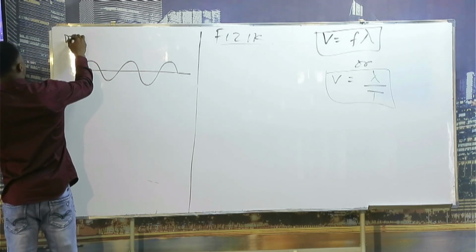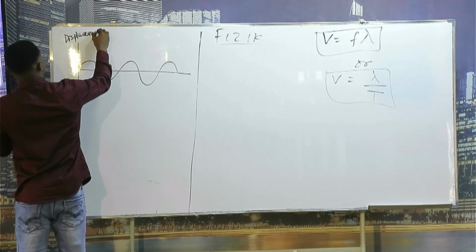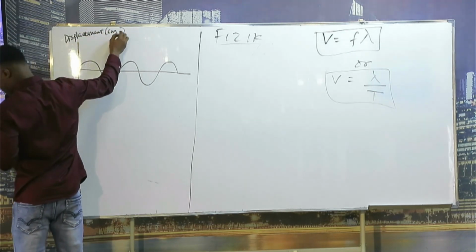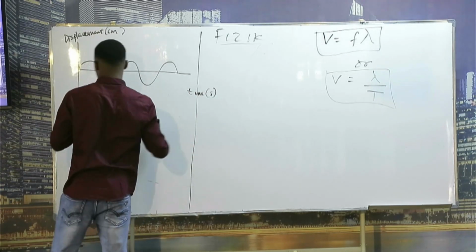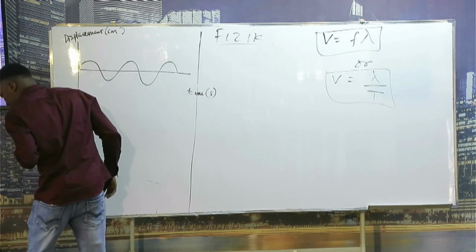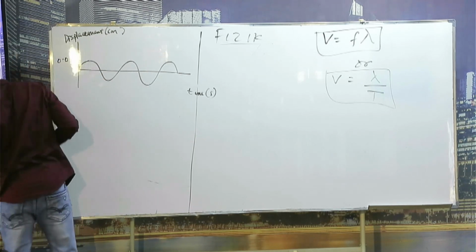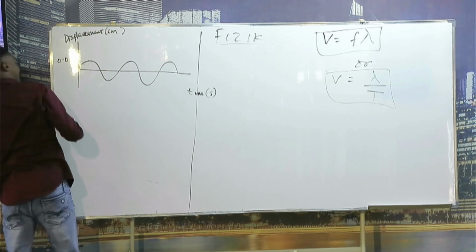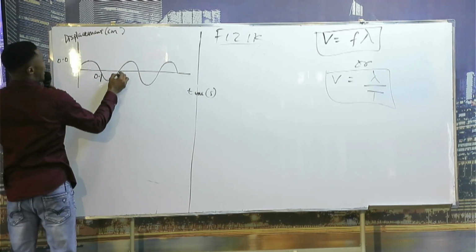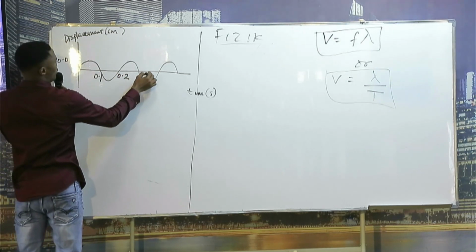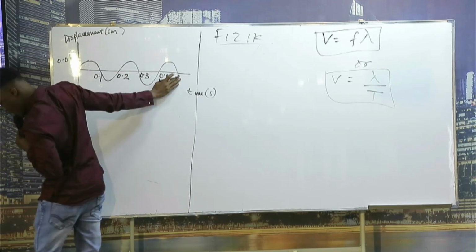They said displacement in cm, and here is time in seconds. They say the number here is 0.01, the number here is 0.1, the number here 0.2, 0.3, 0.4. Okay? What am I writing?